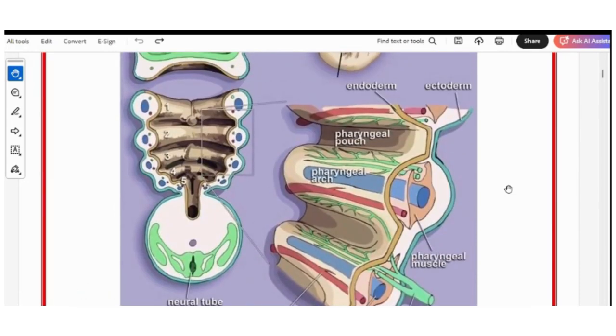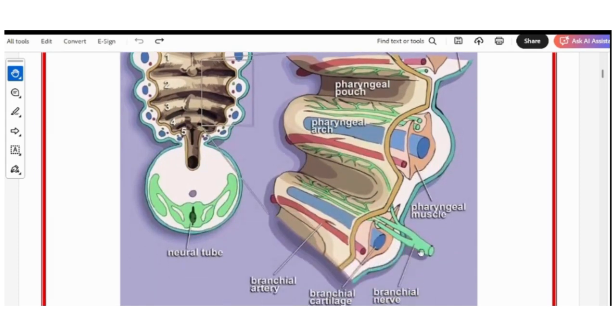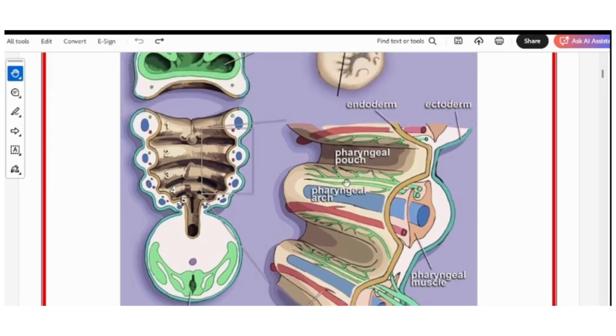In this diagram, as you can see, this is endoderm, this is ectoderm, this is the pharyngeal muscle. Here we have the branchial nerve. Here we have the cartilage. This is the artery, pharyngeal arch, and this is the pharyngeal pouch.